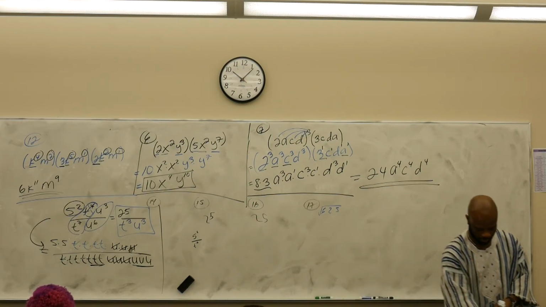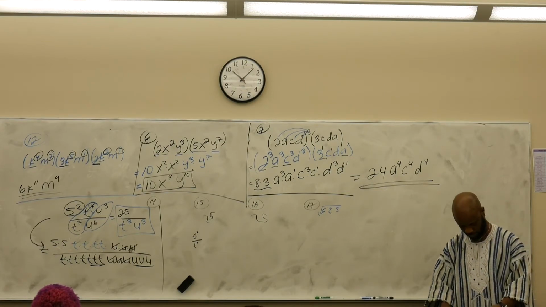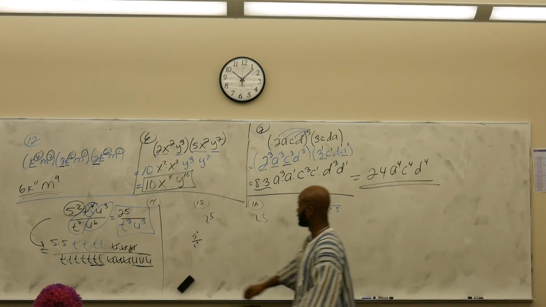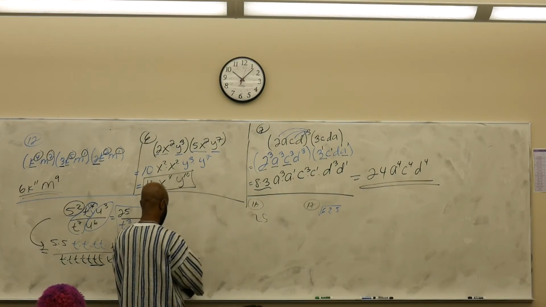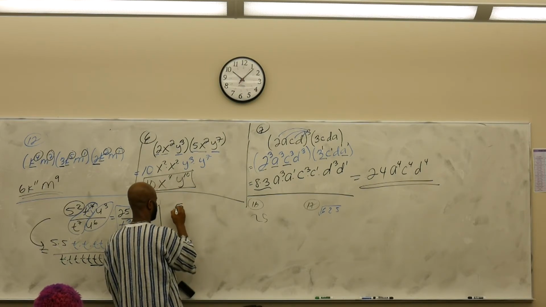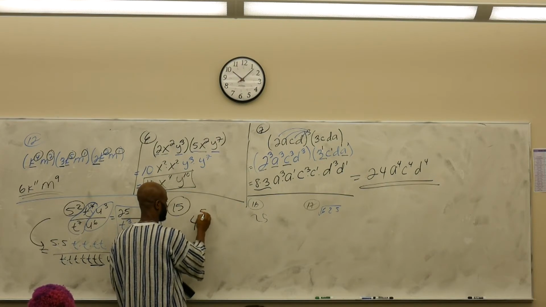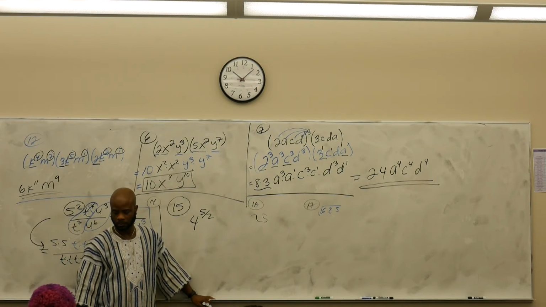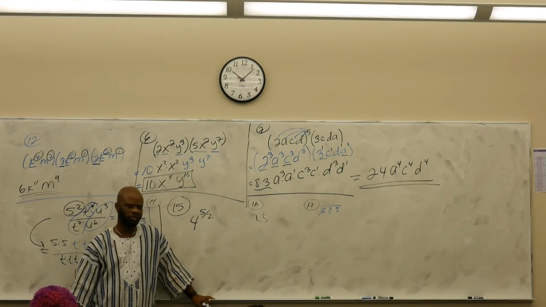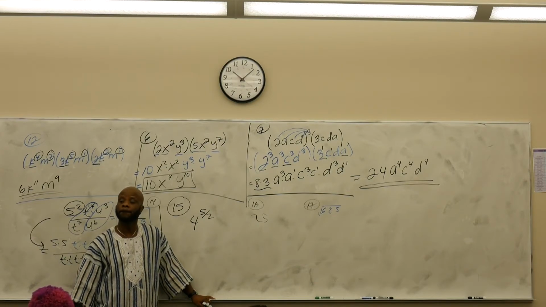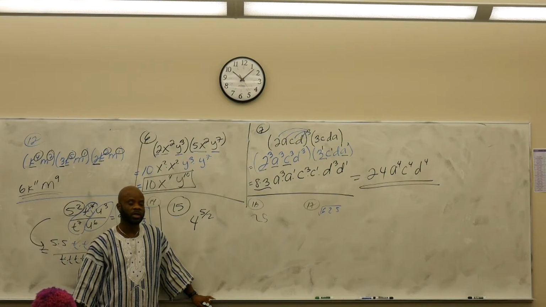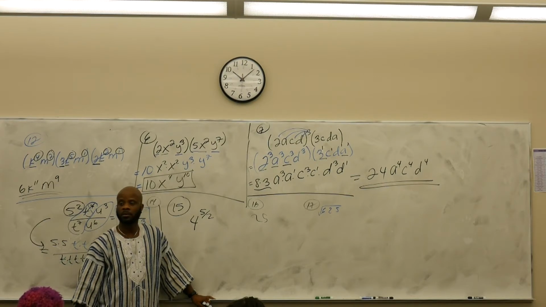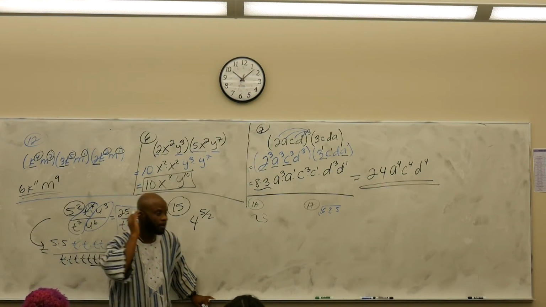Number 15 has 4 to the 5 halves. Anybody have an idea what I was wanting you to do here? Hmm? Simplify the exponent? Okay, so how? Nobody?